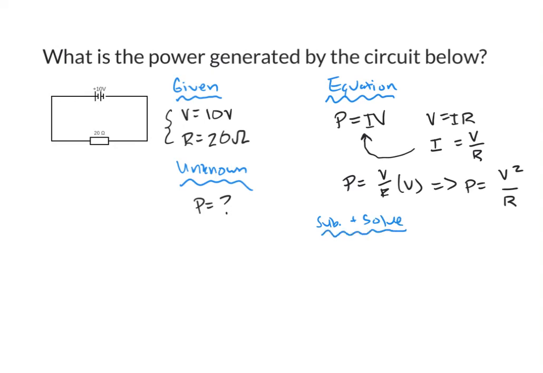So P is equal to V squared over R, which is, of course, going to give me 10 squared divided by 20, or 100 divided by 20, or 5 watts.